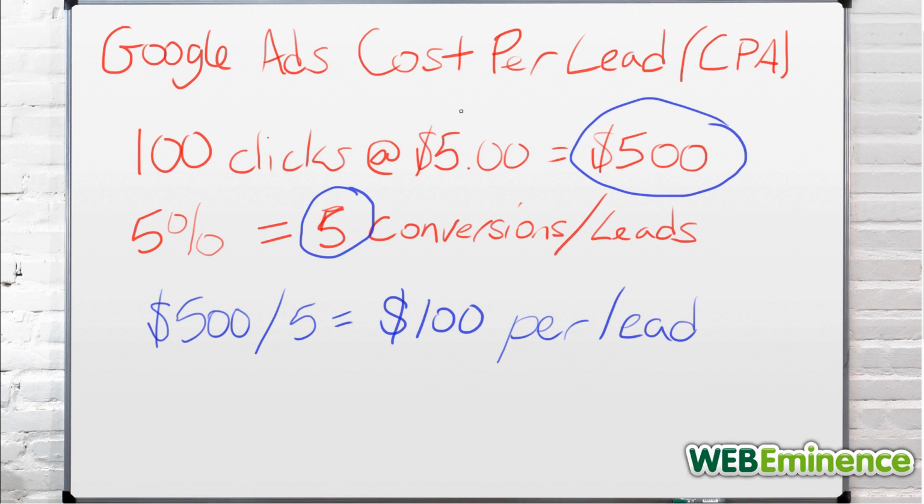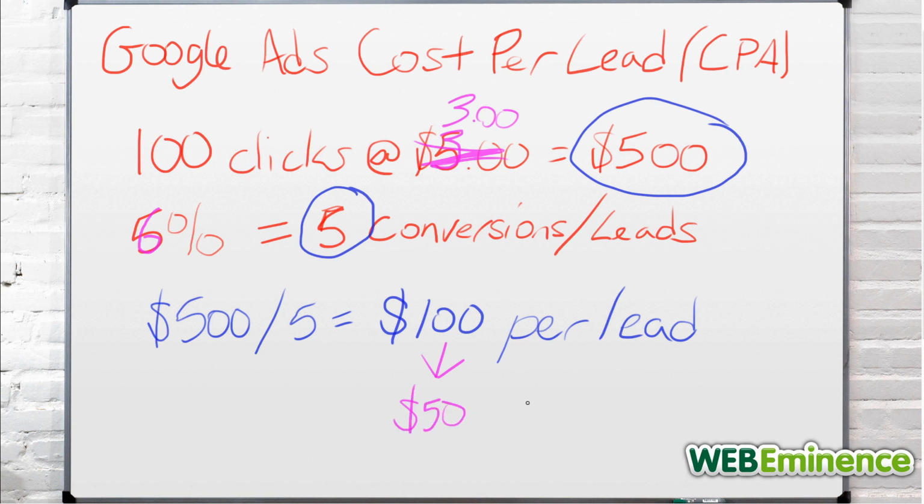But if we were to change these assumed numbers to the actual numbers that I've seen in the last year, after spending over $500,000 for all the different clients, this number is more like $3 per click. This conversion rate is more like 6%, and then the cost per lead is much lower, and it averages to about $50 for my clients.